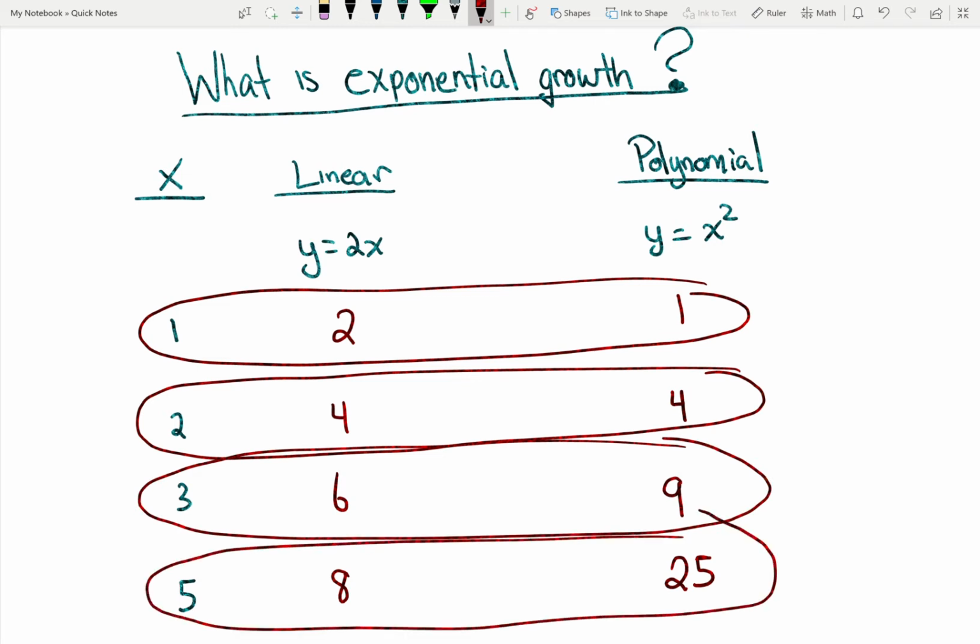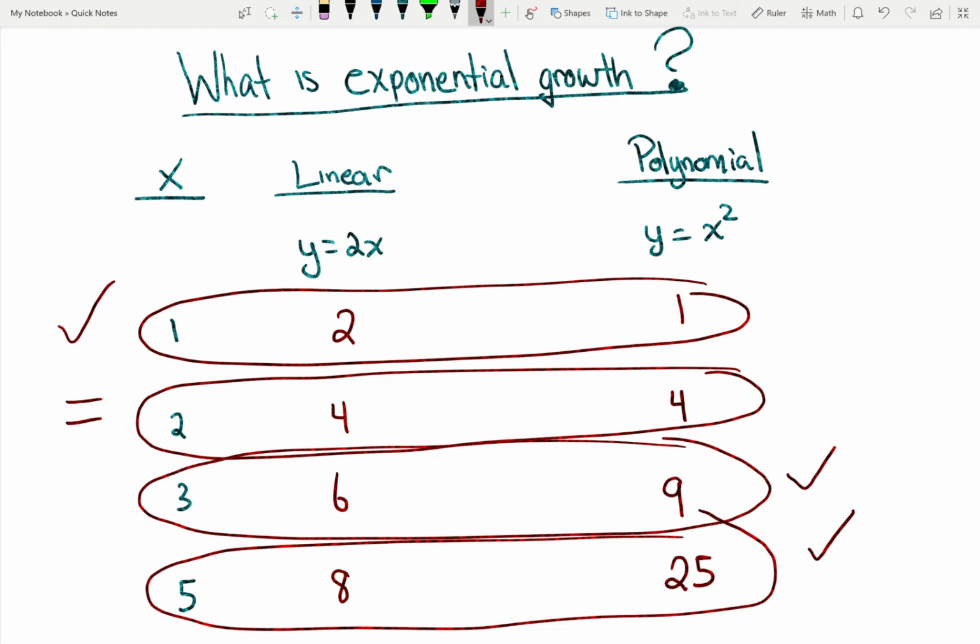So clearly at first, the linear model was winning. Then the polynomial caught up. And then the polynomial started winning, right? So we can say that at first, the polynomial grows a little bit slower, but then it eventually catches up and it exceeds the linear model.